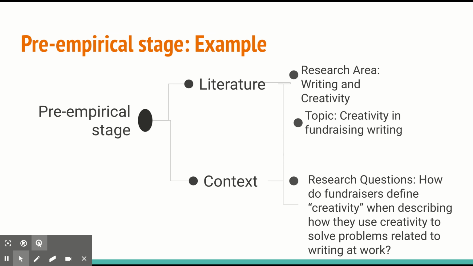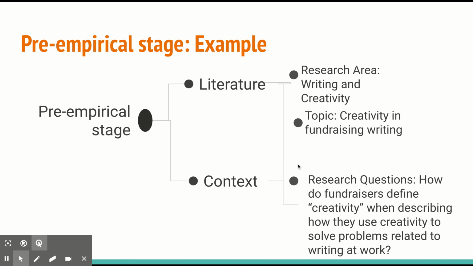During the pre-empirical stage for a project about writing and creativity, you would be collecting literature on both writing and creativity, and hopefully you'll find literature that looks at both writing and creativity, and that defines your area. But there's going to be a lot about writing creativity, so you have to narrow it. So maybe you notice that there's a lot of work on creativity in professional writing spaces, but not so much in fundraising writing. So you say, okay, that's what I want to do. Notice that your topic does not need to be heavily researched in the literature. Just your area needs to be researched.